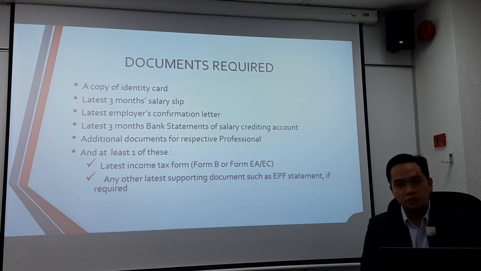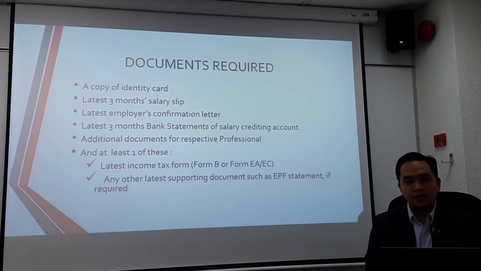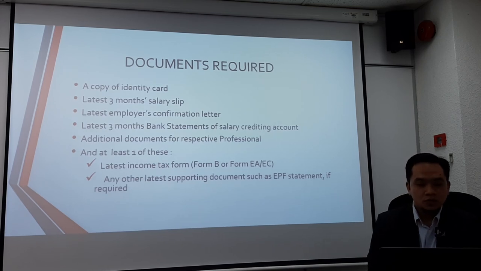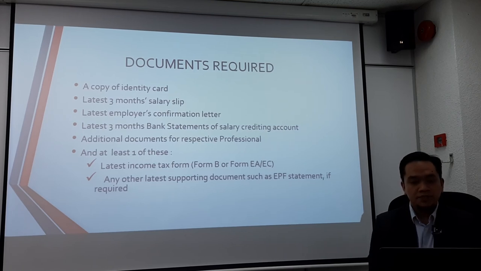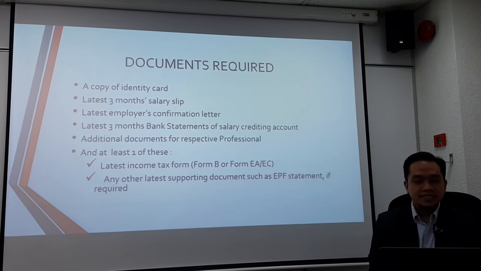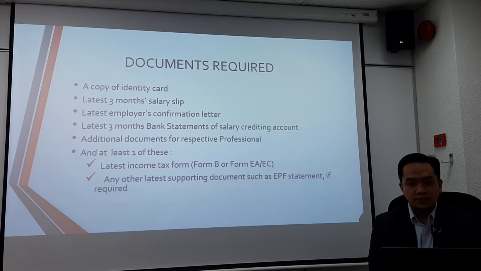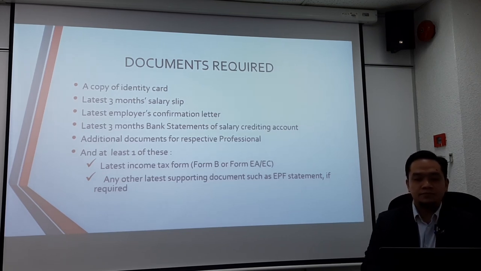The documents required by the bank to be fulfilled by the client are: one, a copy of identity card. Second, latest 3 months salary slips. Next, latest employer's confirmation letter. And then latest 3 months bank statement of the salary crediting account. Next, additional documents for respective professionals, and at least one of these: latest income tax form, Form B or Form EA or EC, and any other latest supporting document such as EPF statement if required.